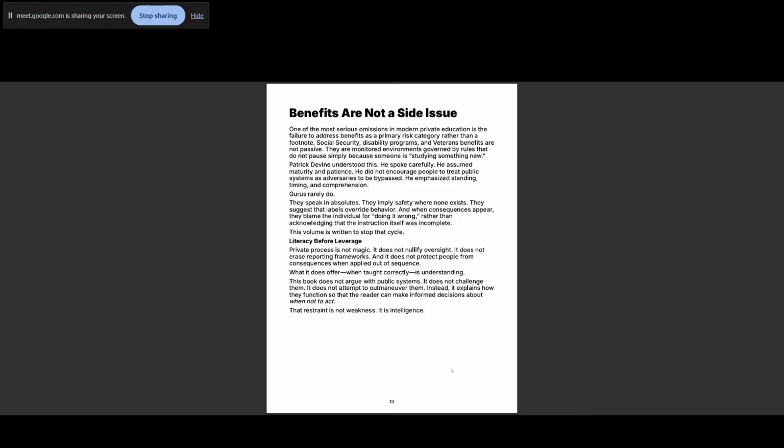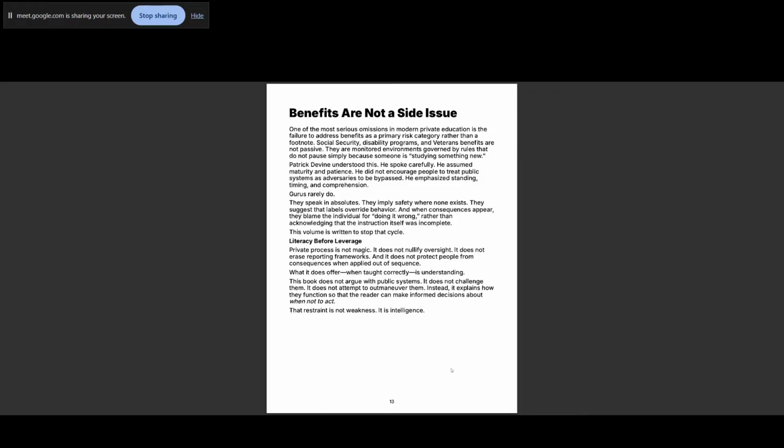Literacy before leverage. Private process is not magic. It does not nullify oversight. It does not erase reporting frameworks. It does not protect people from consequences when applied out of sequence. What it does offer, when taught correctly, is understanding.